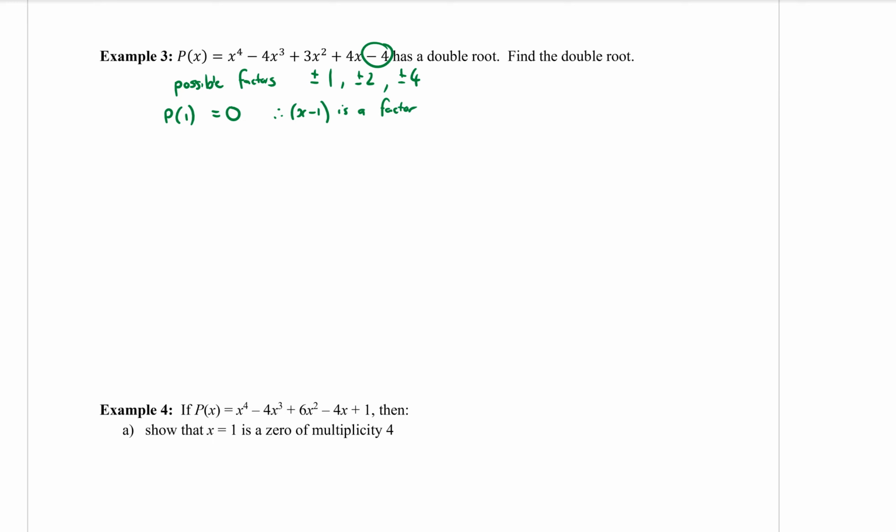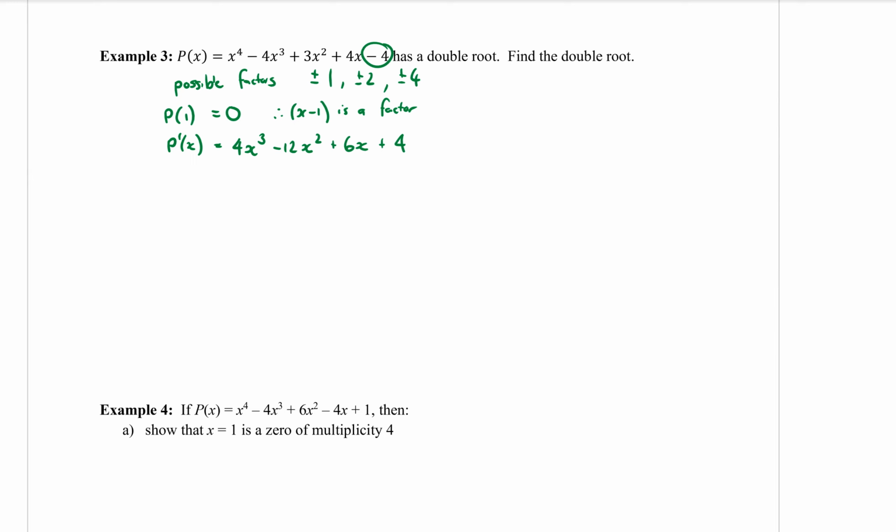Is it the double factor though? So we would differentiate our polynomial. P dash x equals 4 comes down the front, so it'd be 4x to the power of 3. 3 times minus 4 makes minus 12x, subtract 1 from the power, squared. 2 times 3 is 6x, subtract 1 from the power is 1, and 4x will just become a 4. The minus 4 on the end will disappear.